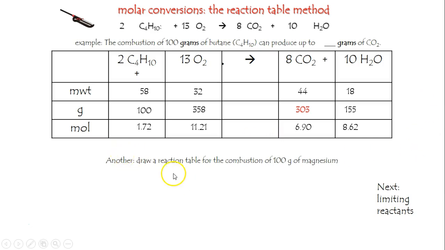Let's do another one. Draw a reaction table for the combustion of 100 grams of magnesium. Okay, I'll talk it through before I go ahead and click. I would start with the balanced chemical equation, which means magnesium plus oxygen is making magnesium oxide. I would recognize that oxygen is O2, magnesium oxide is a +2 -2 system, so MgO should be good, and then I would balance it. I would put that on top just like this. I would write molecular weight, grams, and moles, and this would be the single piece of data that you're given, just like we were here, and everything falls out.